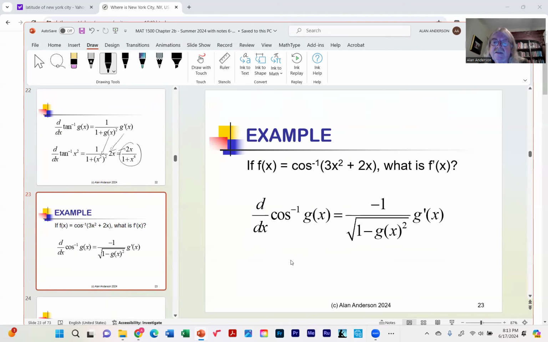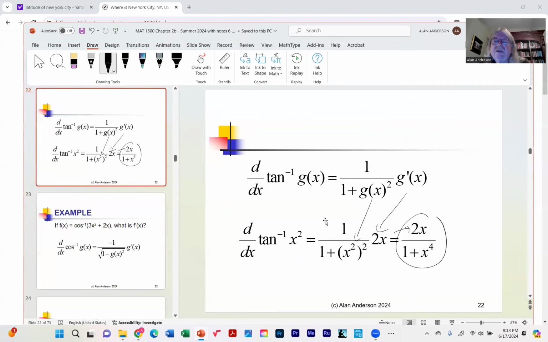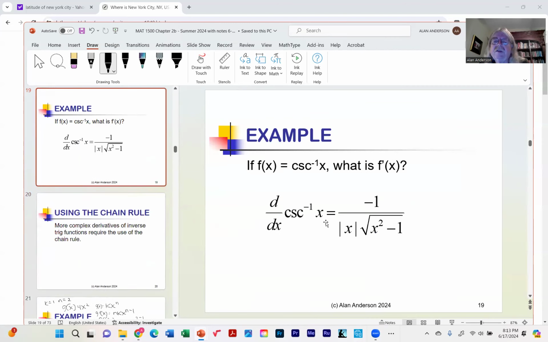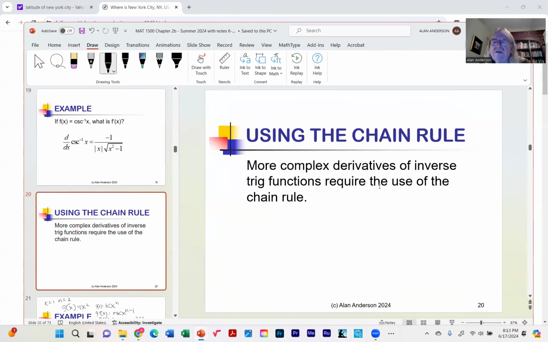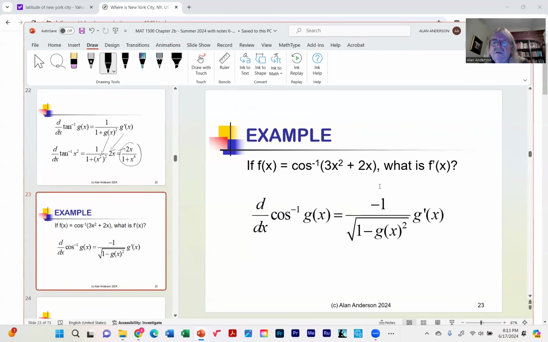Now look at this disaster. So once again, you can look up the formula for the derivative of the arc cosine. It's -1 over the square root of 1 minus g of x squared. Here's g prime of x. So let this be g of x.